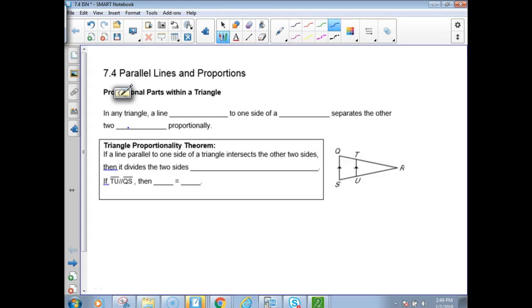All right, section 7.4 is about parallel lines and proportions. And there are some proportional parts within a triangle. In any triangle, a line parallel to one side of a triangle separates the other two sides proportionally. So, if a line parallel to one side of a triangle intersects the other two sides, that would be TU, that's the one they're talking about, then it divides the two sides proportionally.